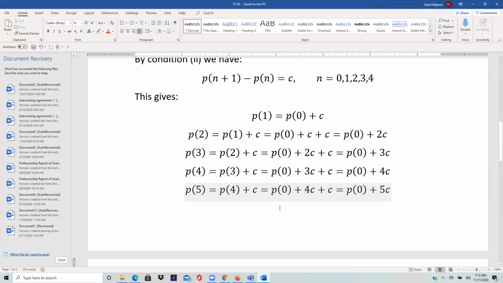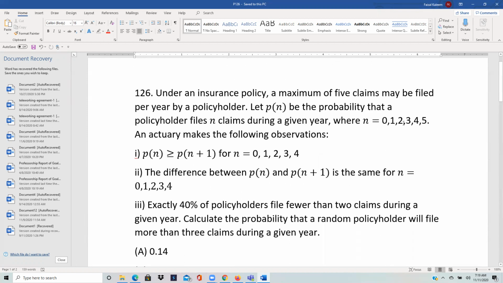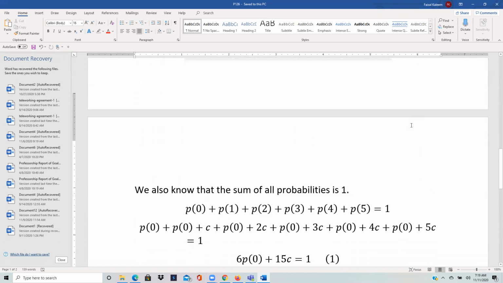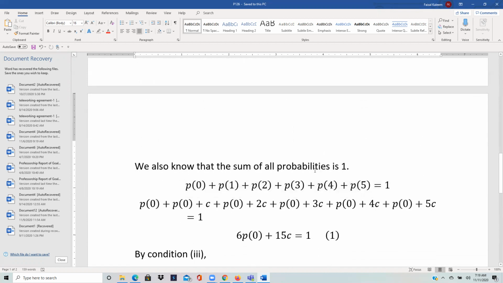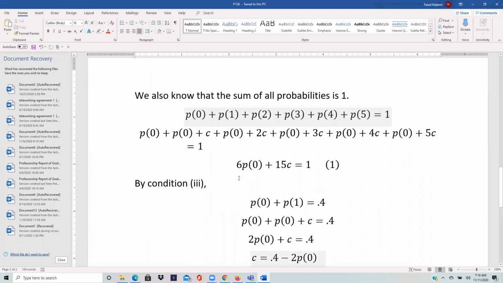And we know that the sum of all possible probabilities has to be 1, and the possible probabilities are P0, P1, P2, P3, P4, and P5. So when you add all of them, it should be 1. P0 is just P0, P1 was P0 plus C, P2 was P0 plus 2C, and substitute all the values, and that has to add up to 1. There are 6 P0s, and it's 15C if you add up all the Cs. So this is our first equation.